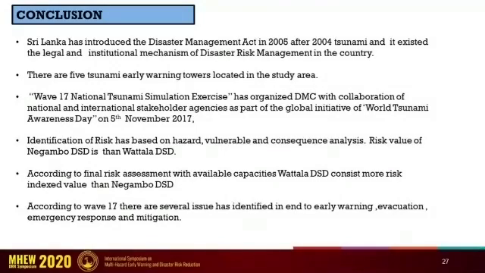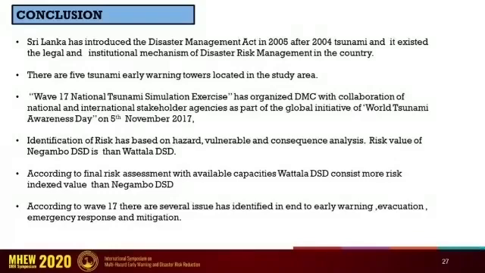Conclusion. Now we come into the presentation. To summarize, Sri Lanka introduced the Disaster Management Act in 2004, after the 2005 tsunami incident, and as a result established the legal and institutional mechanism of disaster risk management.